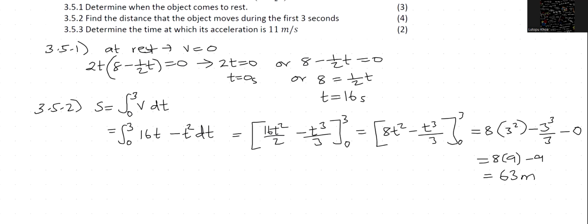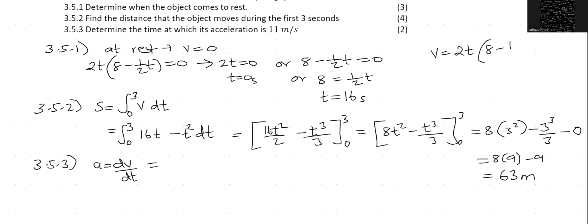Okay, then determine the time at which its acceleration is 11. So 3.5.3, we have the acceleration. This is the derivative of the velocity with respect to time. So we take our formula for the velocity, it's here, and then we differentiate it. Our velocity, I'm just going to rewrite it here. This is 2t(8 minus a half t).